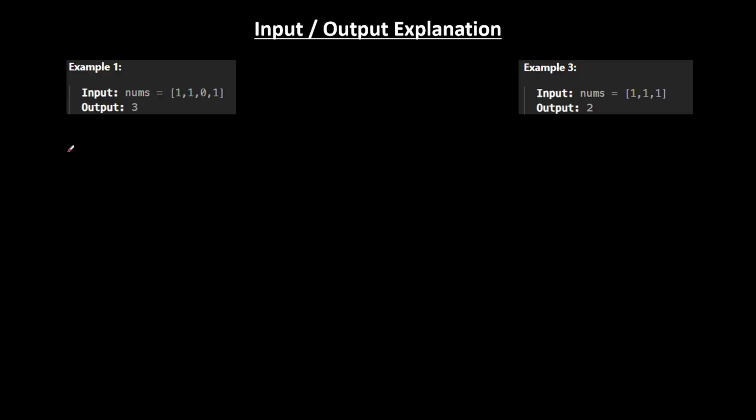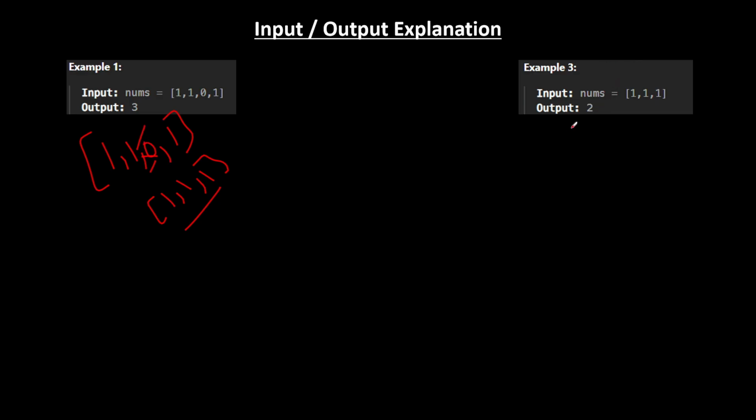Let's understand the input output of the problem. So you have been given nums 1, comma 1, comma 0, comma 1, fine, and output is 3. How? If you can see, if we remove this 0, our array becomes 1, comma 1, comma 1, and it is contiguous, right? Okay. So therefore the output is 3.